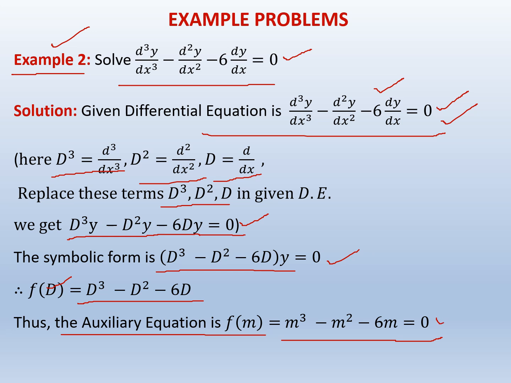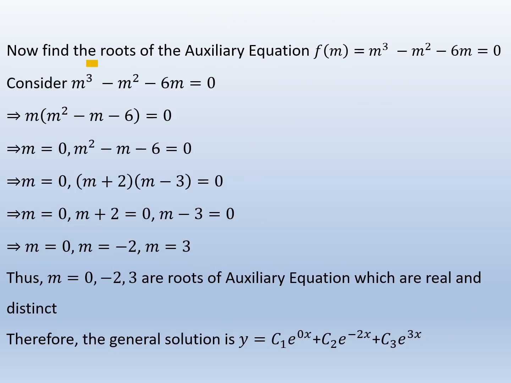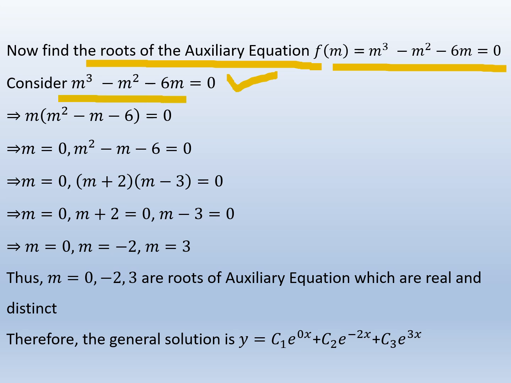Therefore, m cube minus m square minus 6 times m is equal to 0 is the auxiliary equation for the given differential equation. Now find the roots of the auxiliary equation f of m is equal to 0. Consider the auxiliary equation m cube minus m square minus 6 times m is equal to 0. Now, from the left hand side of the auxiliary equation, we can take out common m. Thus, we get m into (m square minus m minus 6) is equal to 0. Thus, we have m is equal to 0 and m square minus m minus 6 is equal to 0.